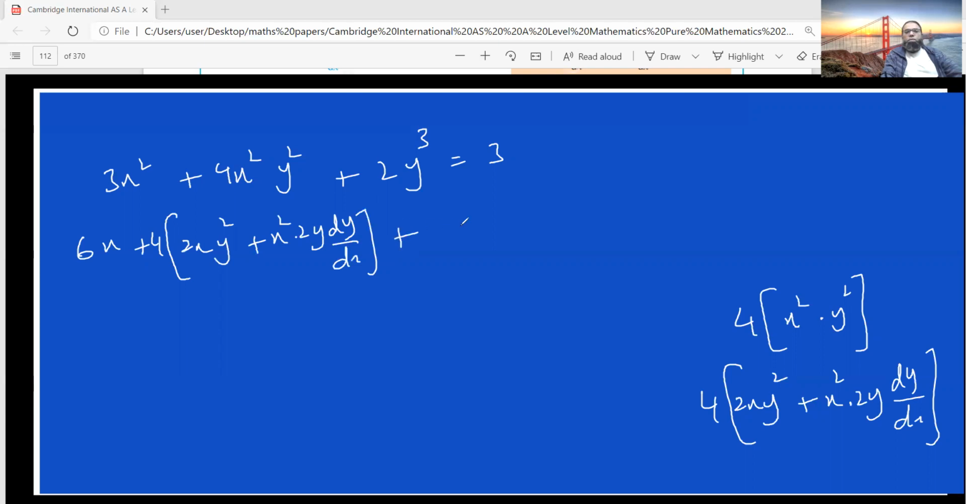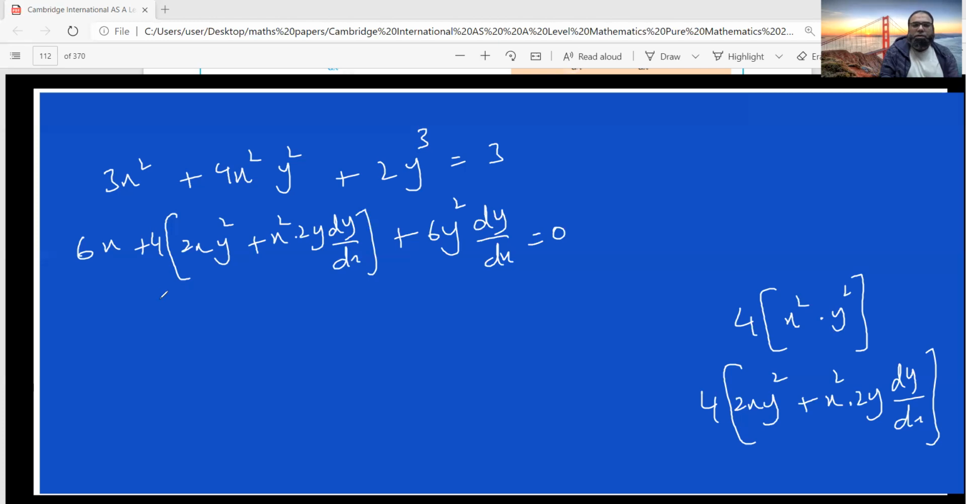And then you have plus 6y squared dy by dx, that is equal to 0. So now you have to rote memorize or just remember that whenever you differentiate a term in y, you differentiate it exactly the way you're differentiating the term in x, but you will write an extra dy by dx. I have given you the reason for that because we were using the chain rule to get to this derivative of y with respect to x.